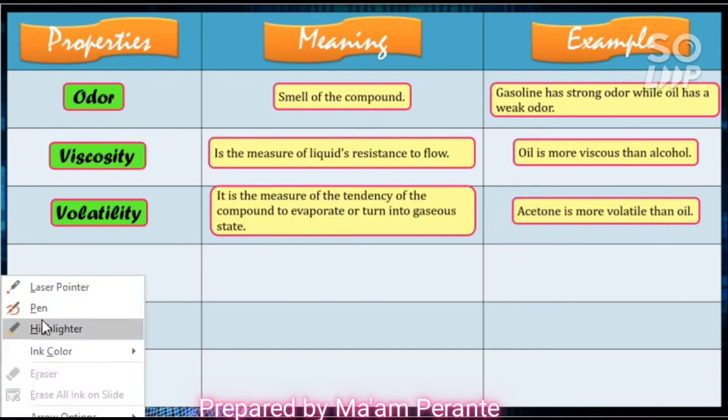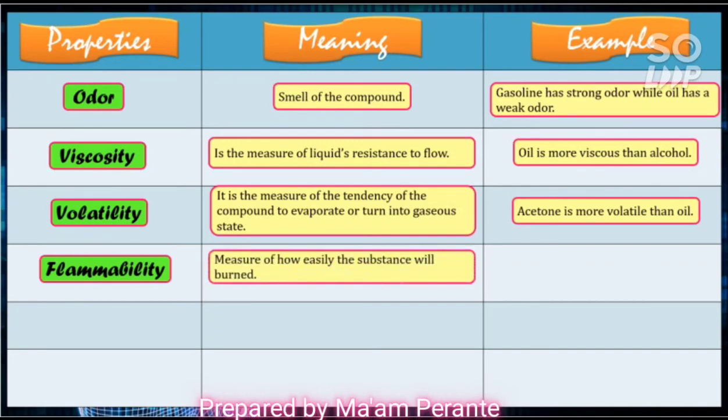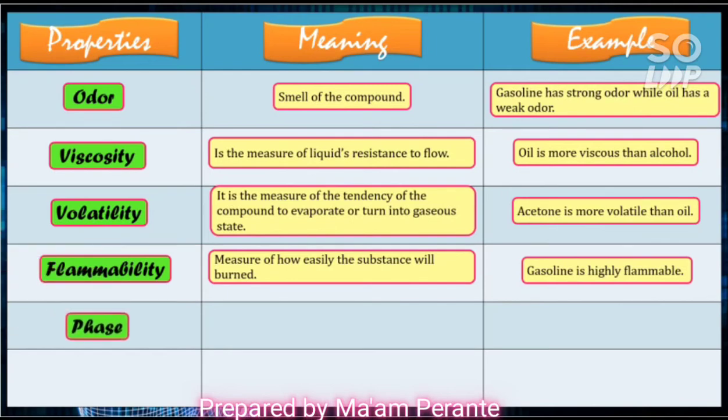And then, let's have the next property, which is flammability. What is that? It is the measure of how easily the substance will burn. For example, gasoline is a highly flammable material. Next is the phase.